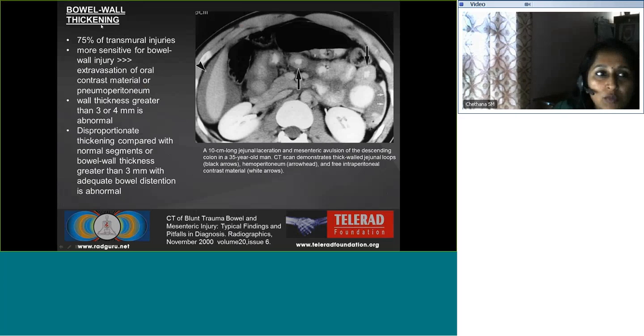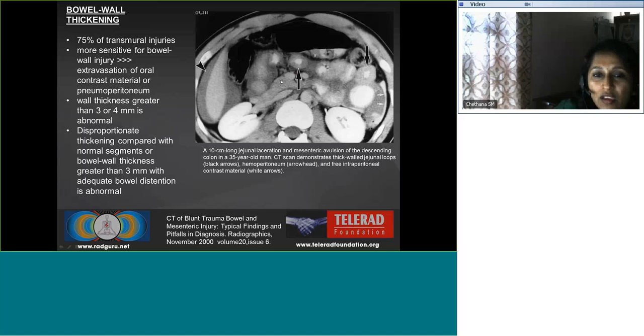Next, coming to bowel wall thickening. This is a very important finding. It tells us where the site of injury is. Bowel wall thickening is seen in 75% of transmural injuries. It's a more sensitive finding for bowel wall injury when compared to extravasation of oral contrast or pneumoperitoneum.